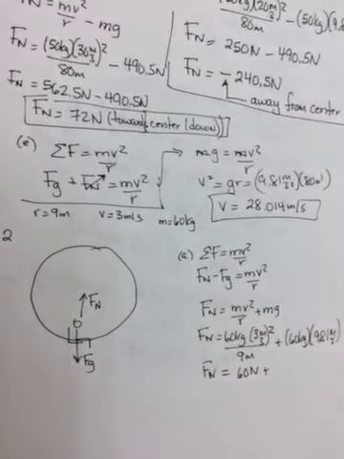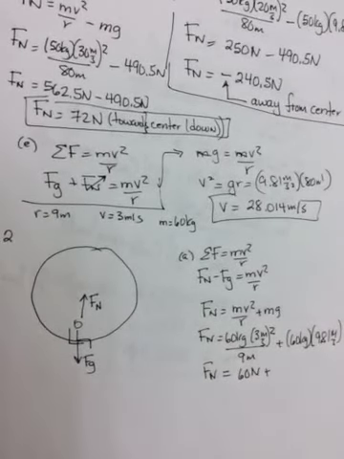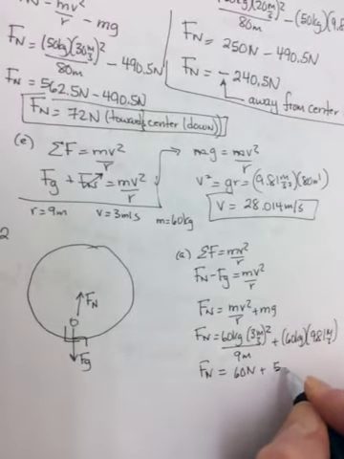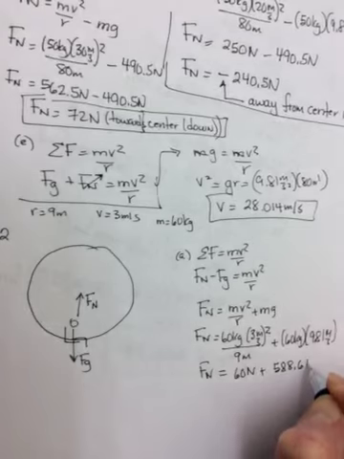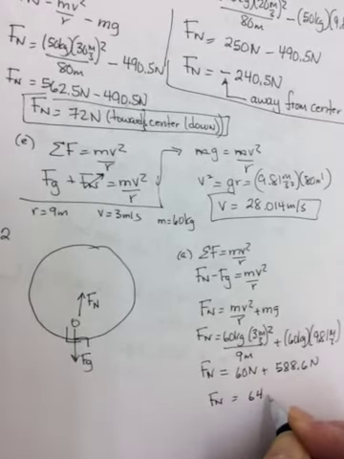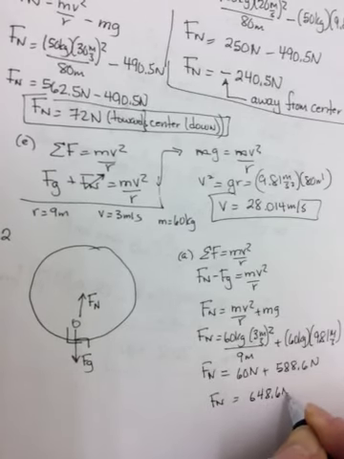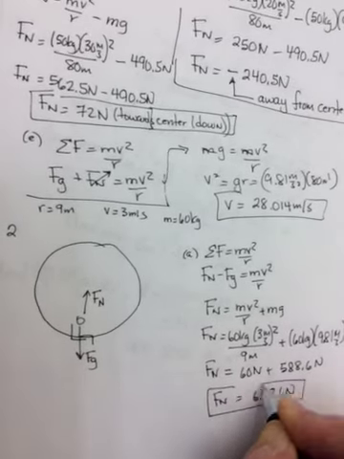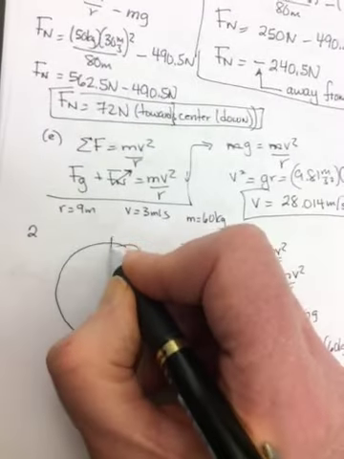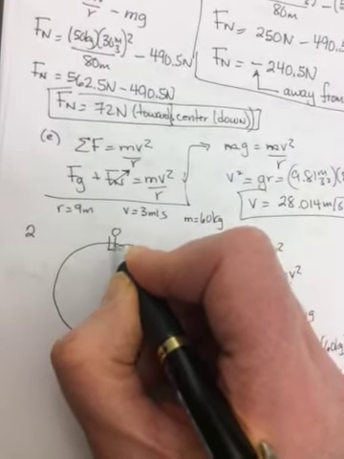And the second term, what is that, 588.6? Yeah, 588.6 newtons, and so when you add these together, you get 648.6 newtons. So at the bottom, the scale would read 648.6 newtons. Now the next one is, what about at the top?